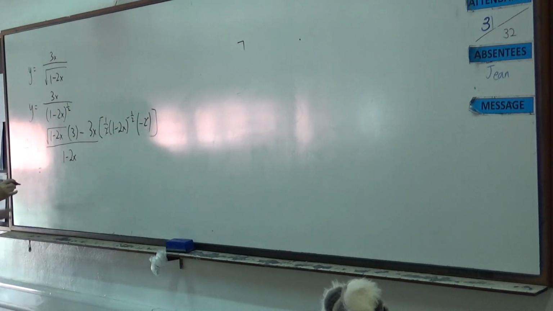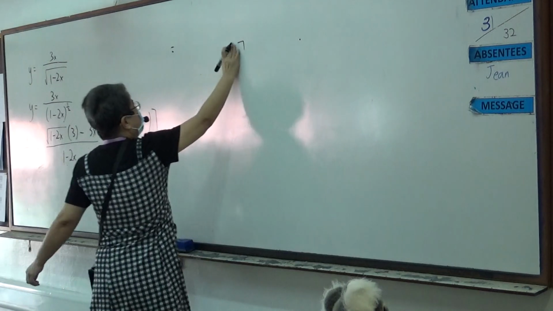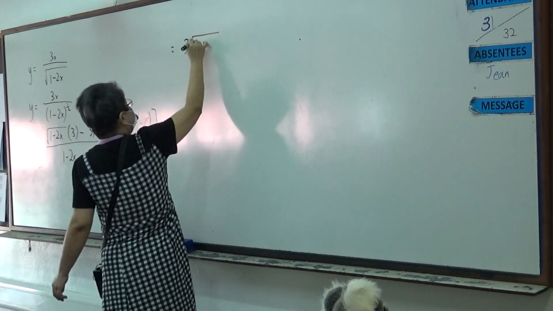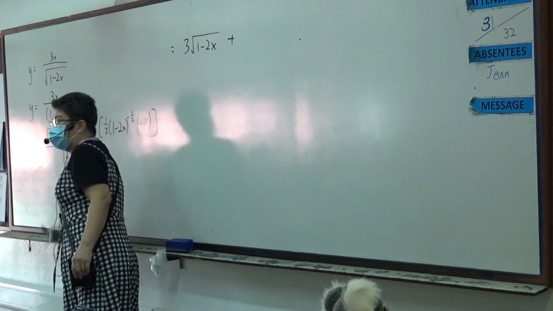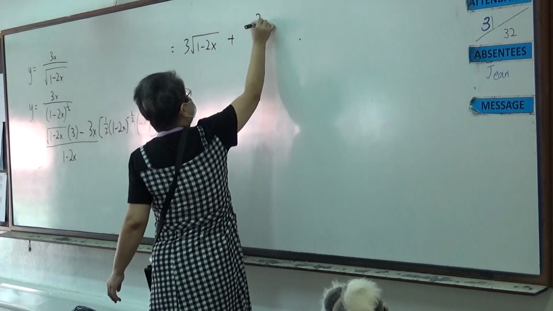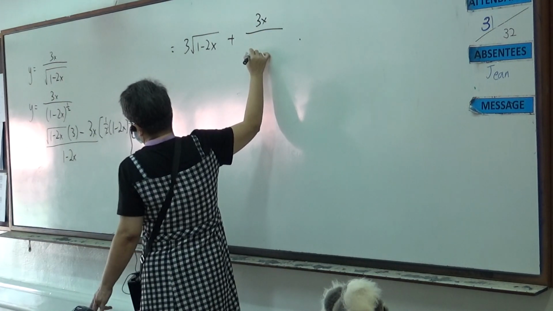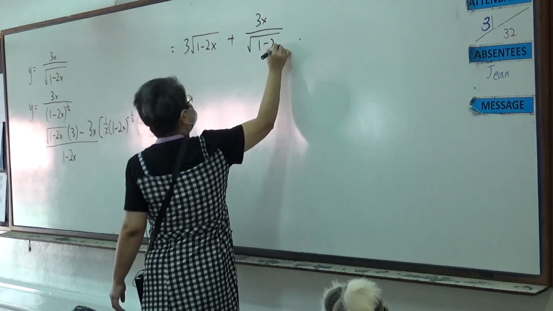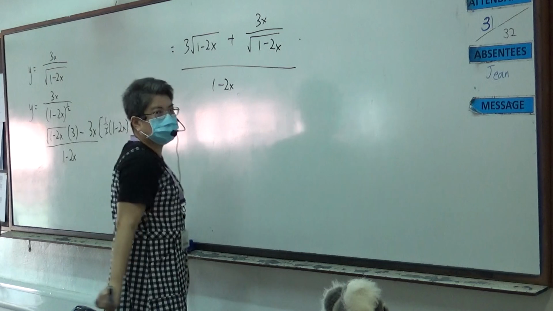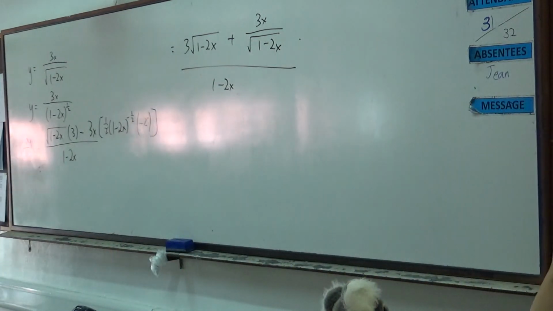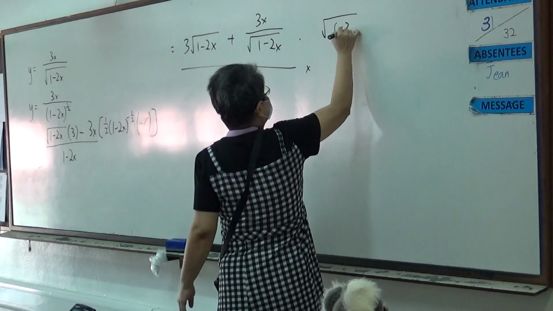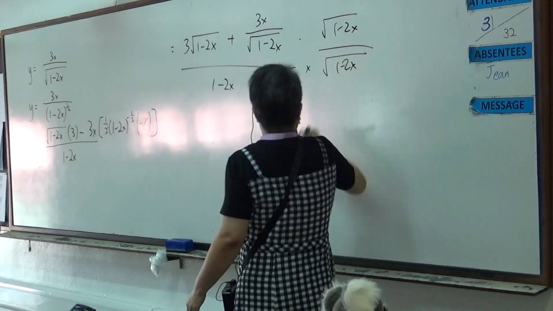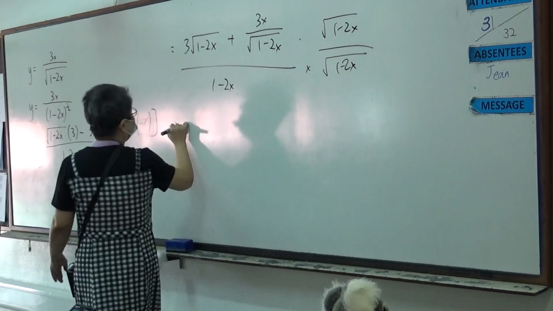So, I will get, okay, let me go over this side, it's easier. What will I get? 3, 1 minus 2x. This side will become a plus, right? Because minus and minus become a plus, right? So, this one will become 3x over square root 1 minus 2x over 1 minus 2x. Correct? Okay? Now, I did tell you before, if it's like that, I need to times top and bottom by this one.